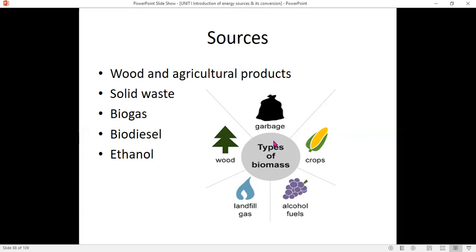So these are the various types of biomass. Garbage, wood, landfill gas, alcohol fuels, and different types of crops we can use to extract energy from it.